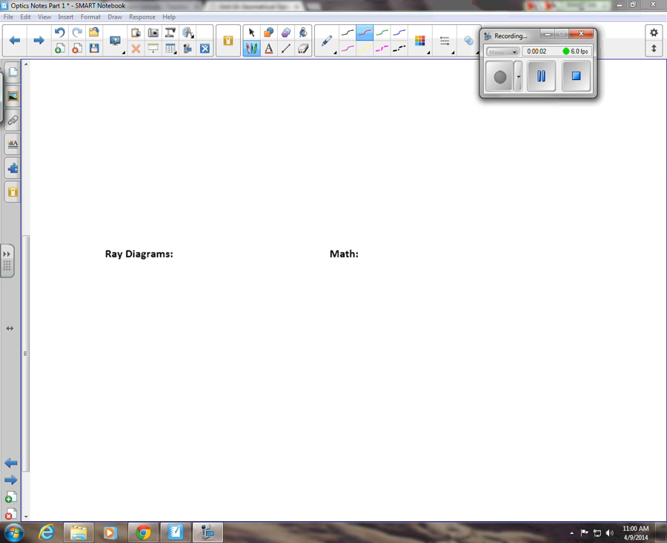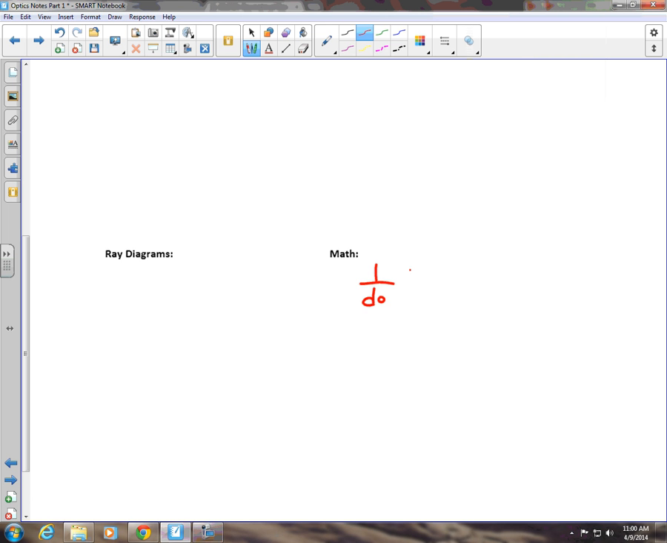Okay, in this video we're going to go back and do the math to go with the ray diagrams we did in the last video. So we're going to flip back to page 2 of the notes. And the equation we're going to use to find the image is 1 over dO plus 1 over di equals 1 over f. dO is the object distance, di is the image distance, and f is the focal length.